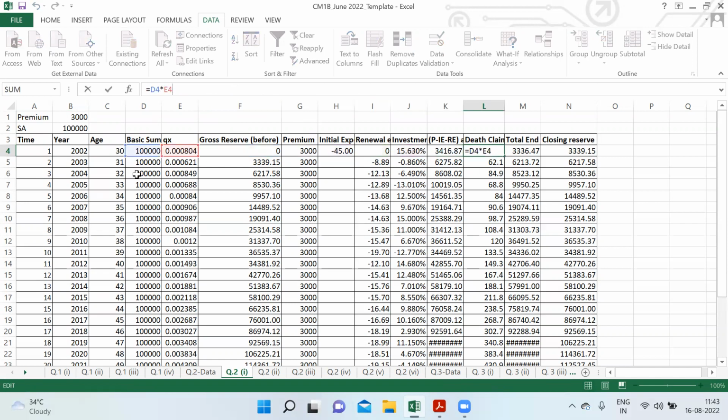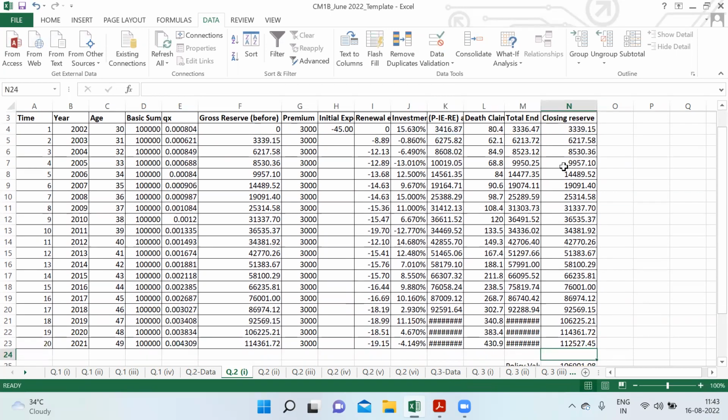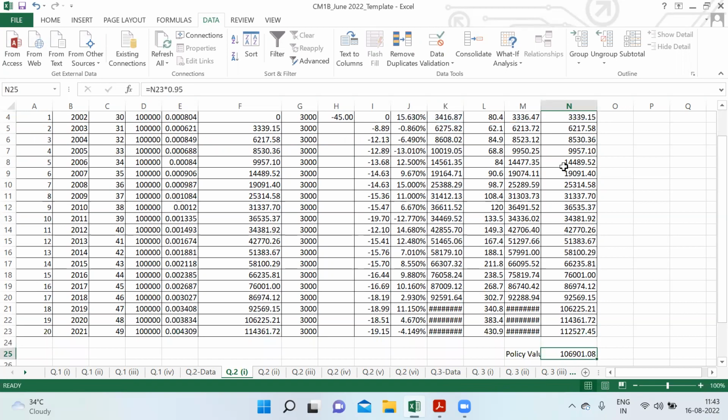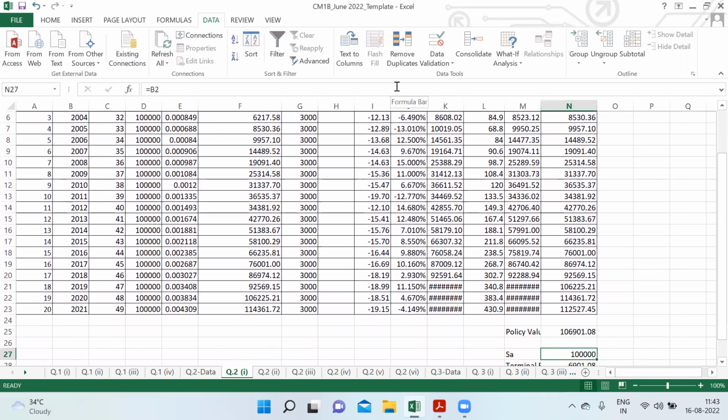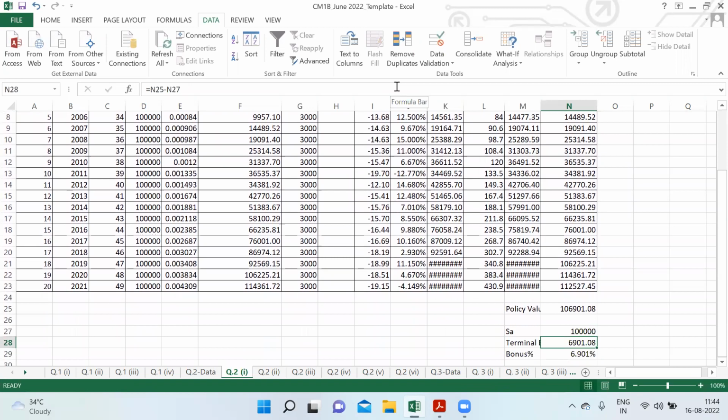Death claim is nothing but sum assured into the mortality probability. Total end reserve is this minus the claim amount, and closing reserve is this value divided by PX. Your next year's opening reserve value is this closing reserve value, and drag down. So we have a value of 112527.45. Policy value has been said to be 95% of this reserve value. So we calculate this. The sum assured is 100,000. The difference between the two is 6,901.